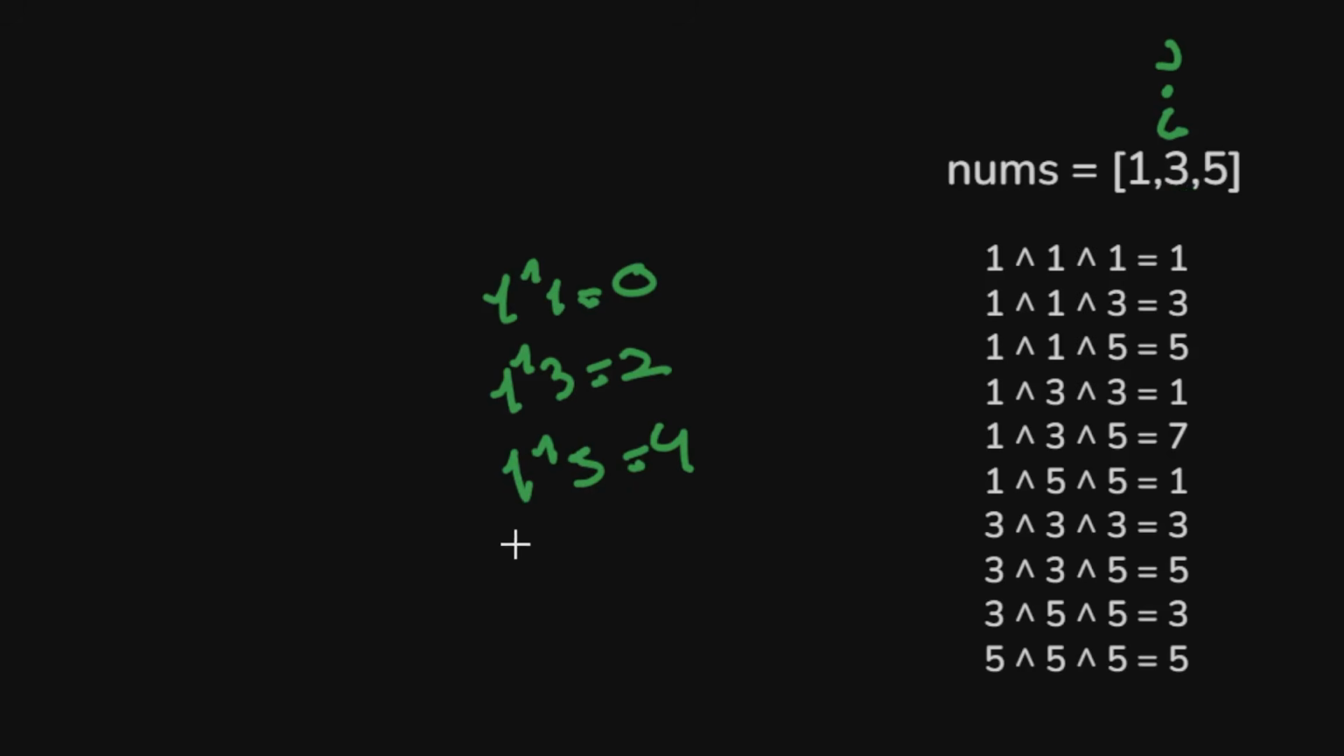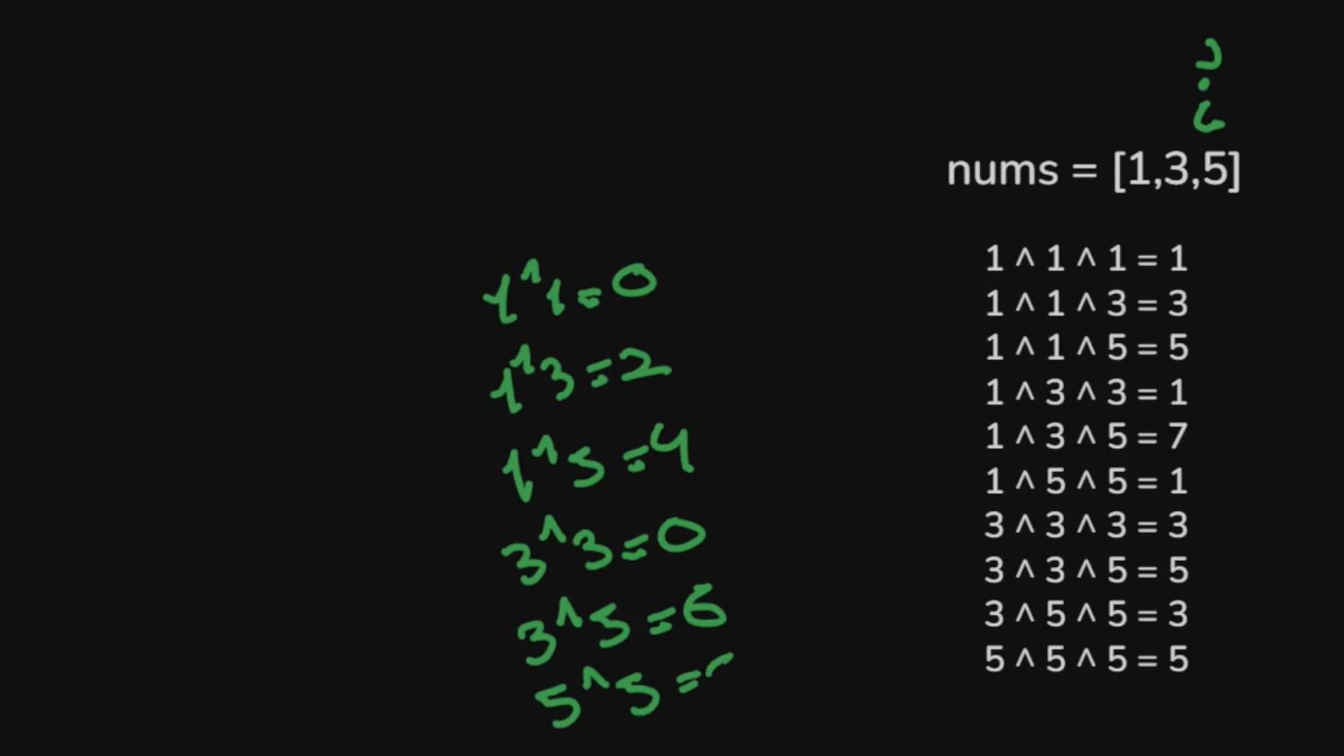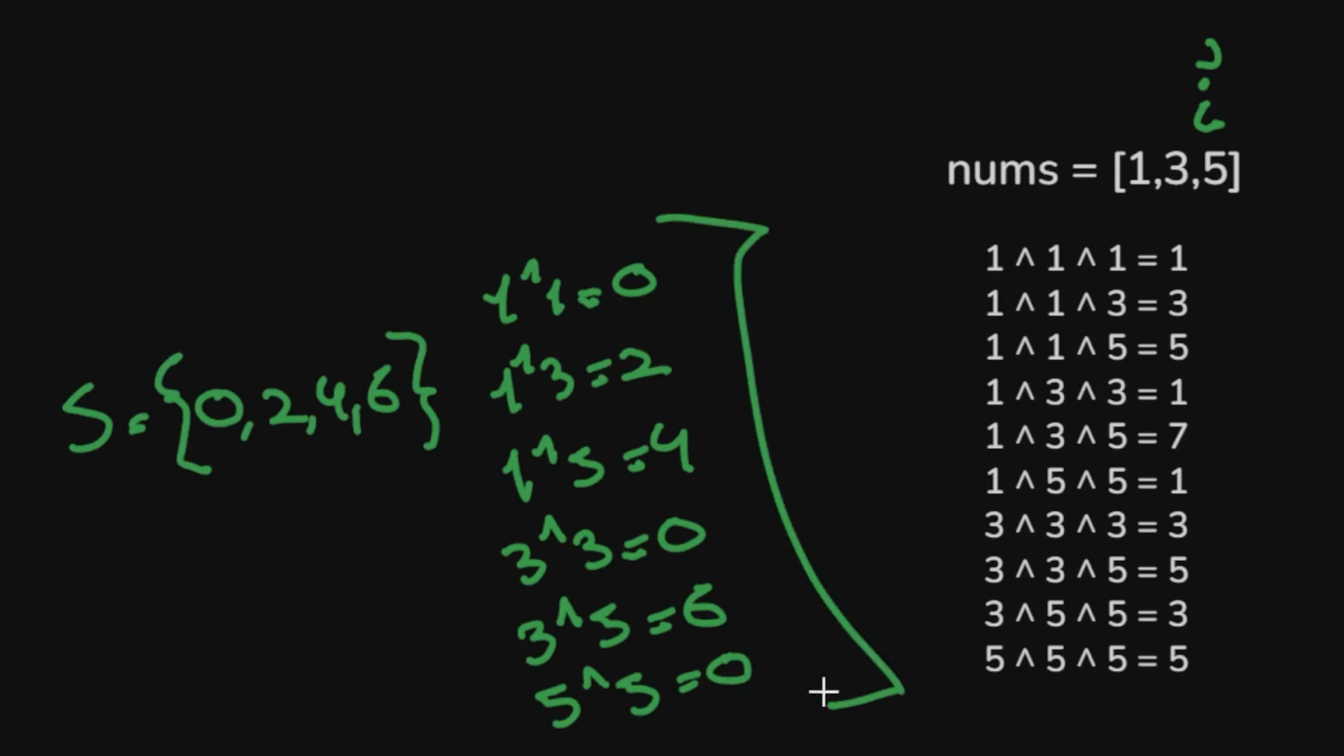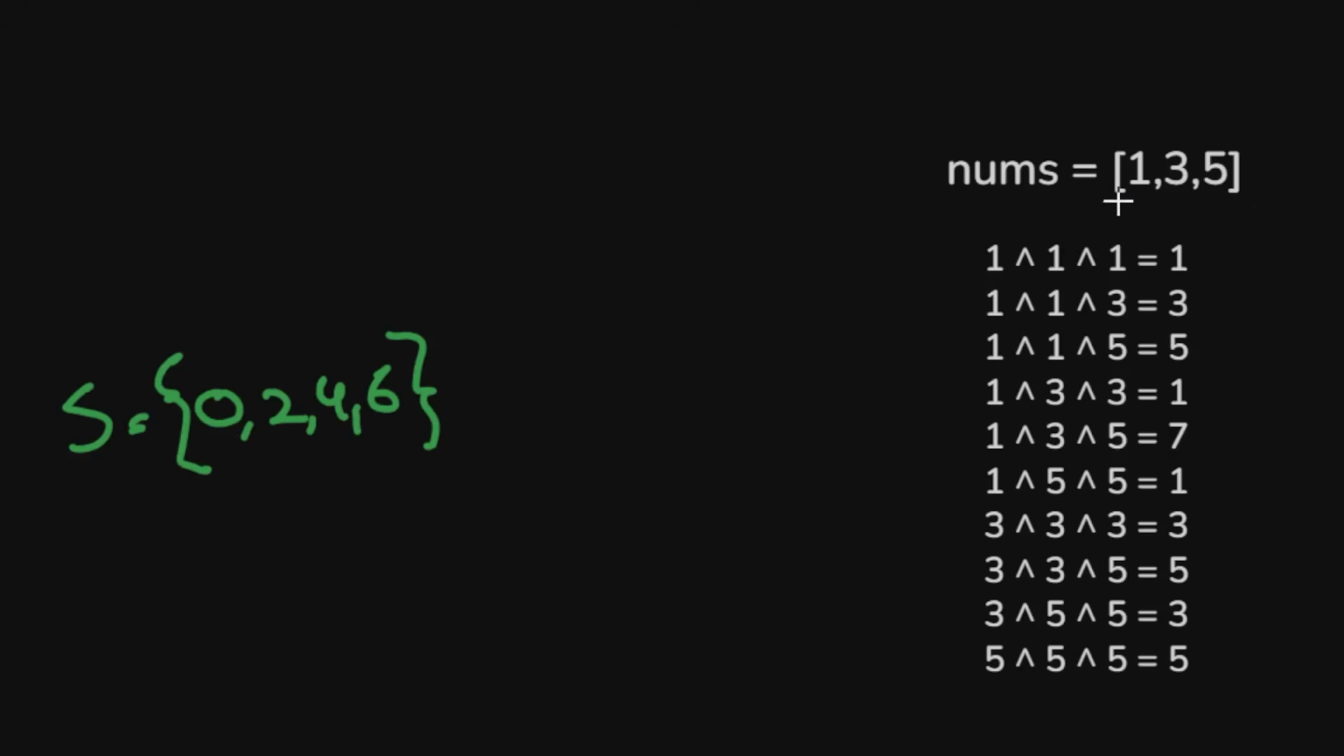Then we have 3 XOR 3, the result is 0. Then we have 3 XOR 5, the result is 6. And finally 5 XOR 5, the result is 0. And we can store these values in a set, so the final set has 0, 2, 4, and 6. Now these are all the unique results for pairs in nums, but we need triplets.